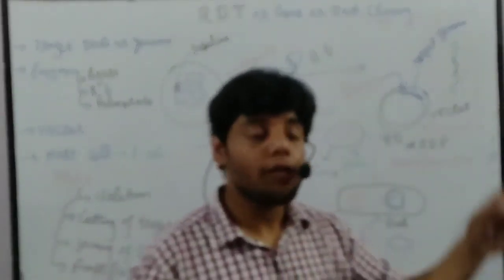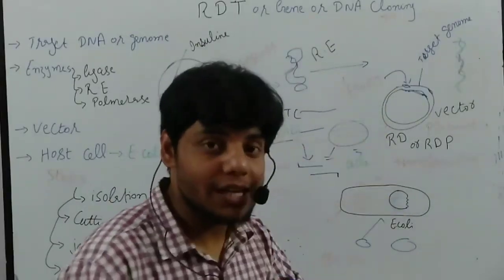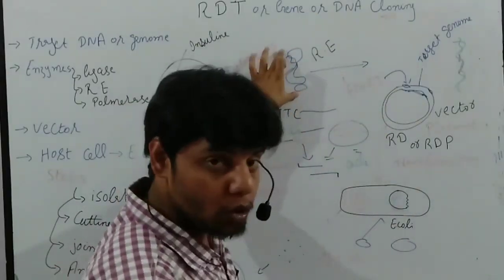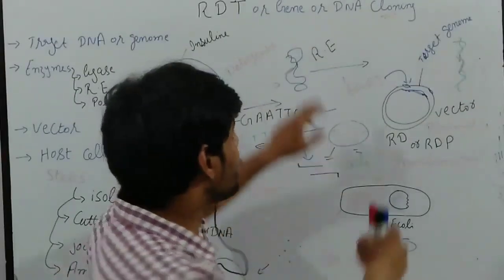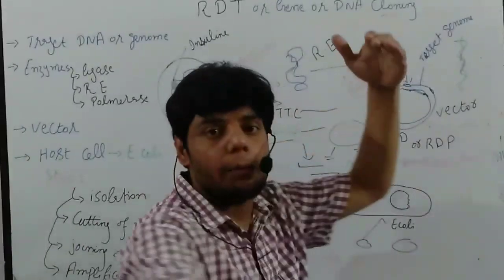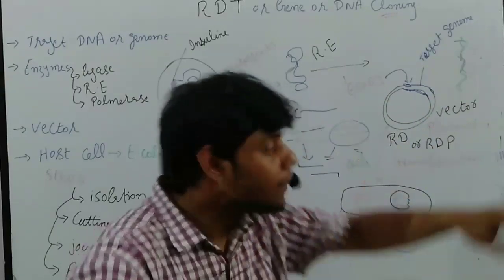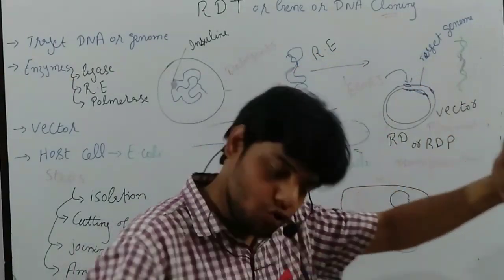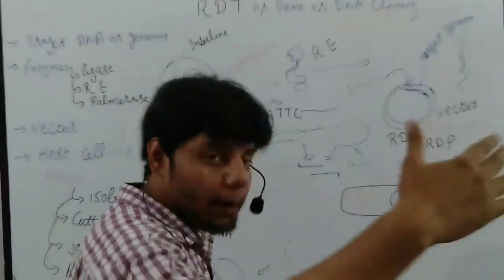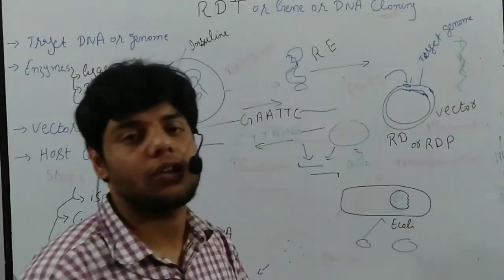Okay, that's why if we use EcoR1, if we use the same enzyme for our own genome as well as for the vector, then it will produce the sticky ends, due to which each of the sticky ends are complementary to each other. In this way, the target genome as well as the vector are joined to each other. Okay, they are complementary to each other and they are connected with each other.